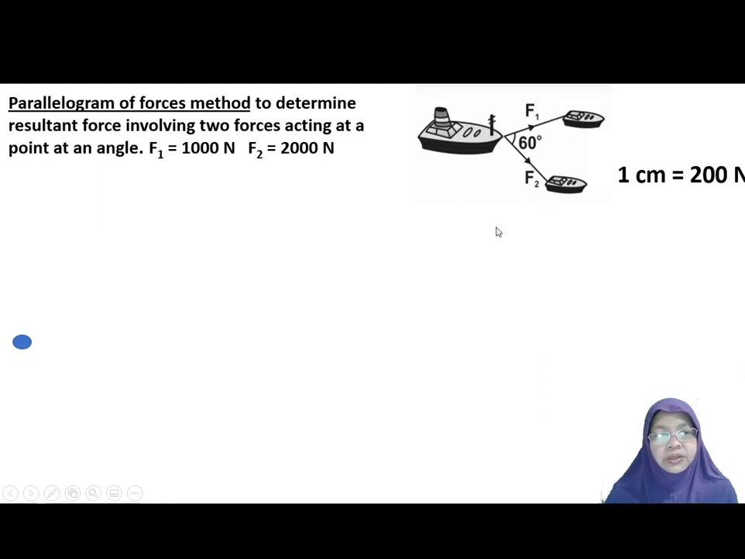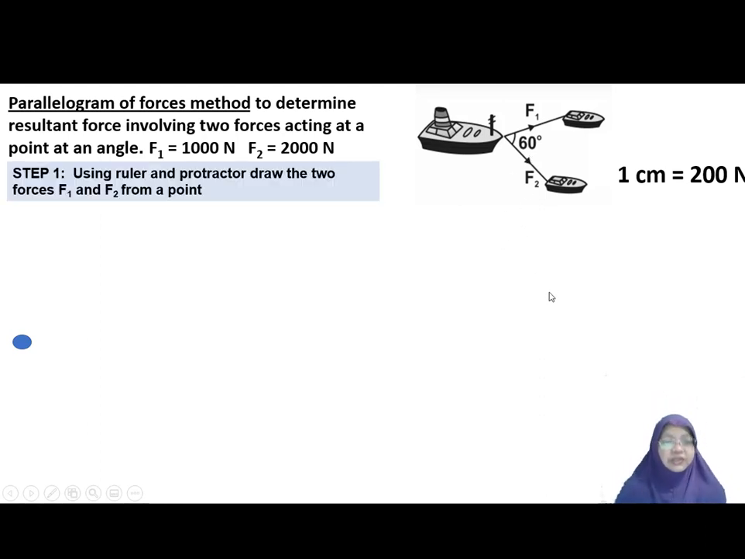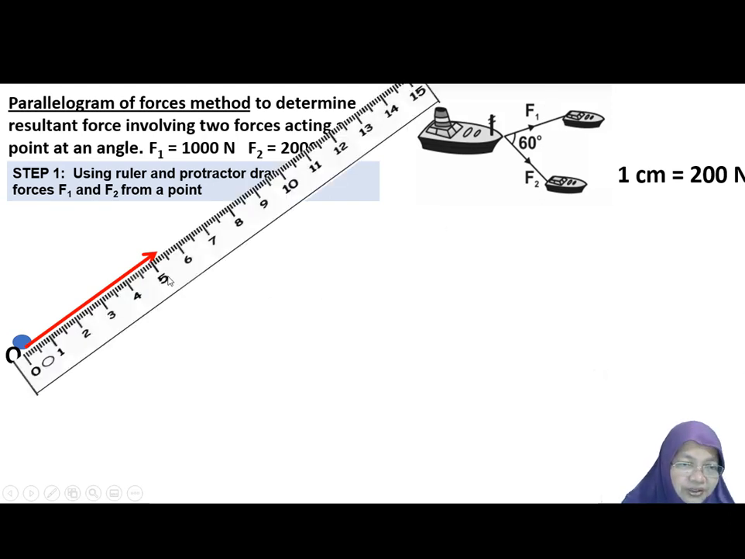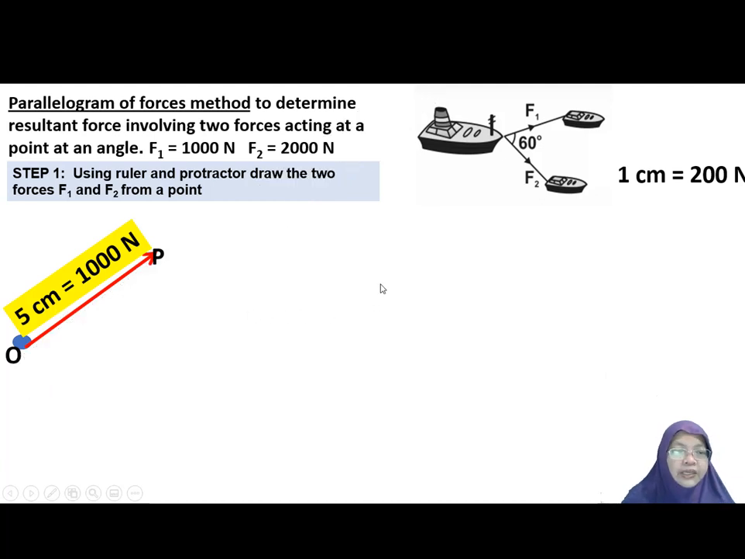Okay. So what you do is, first, using ruler and protractor, draw the two forces F1 and F2 from a point. Okay, let's say this is the point, point O. Let's say I want to start with F1. F1 is what? 1000 Newton, right? So we have to draw how long? I have 1 cm for 200. So if 1000, I have to draw 5 centimeters. Okay, let's say this direction. Just follow this direction. So I use a ruler. So this is 5 centimeters. So I stop, right? Okay, so this is point P. So here the 1000 Newton equals 5 cm.